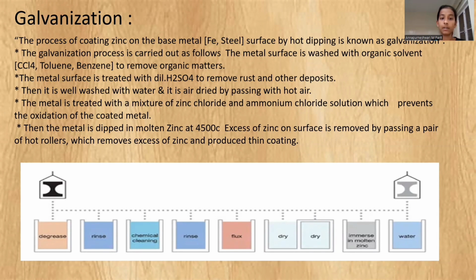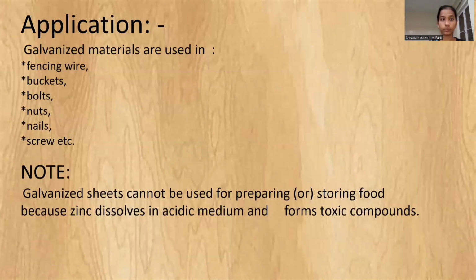The metal is treated with a mixture of zinc chloride and ammonium chloride solution, which prevents the oxidation of the coated metal. Then the metal is dipped in molten zinc at 450 degrees Celsius. Excess zinc on the surface is removed by passing through a pair of hot rollers, which removes the excess zinc and produces the zinc coating.